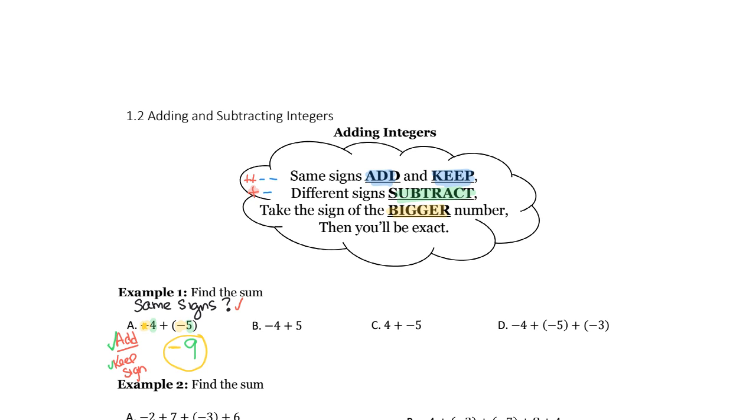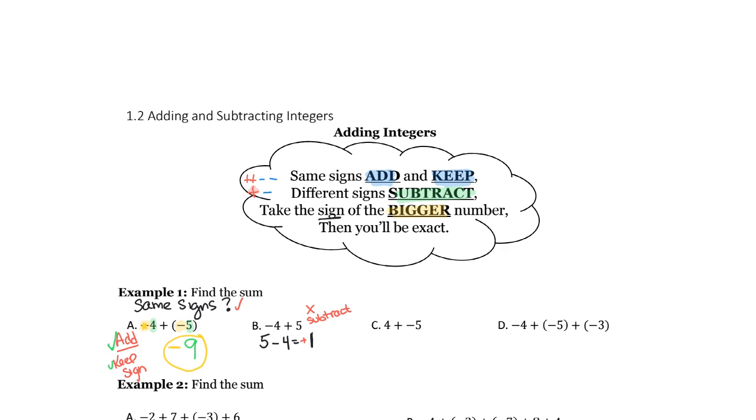Let's look at example B. Are they the same signs? Are they both positive or both negative? No, right? So then that means we subtract. And when we subtract, we take the bigger number. So which one's bigger, 5 or 4? 5 is bigger. So this should really read 5 minus 4. And then, what's 5 minus 4? We get 1. And then, what's the sign of 5? Is 5 positive or is 5 negative? 5's positive. So our answer should be a positive 1.